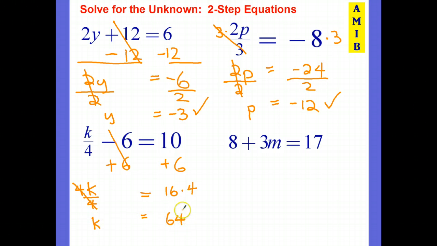Again, we'll do a quick check on that. 64 divided by 4 is 16. 16 minus 6 is 10. So that, in fact, does give us the correct answer.